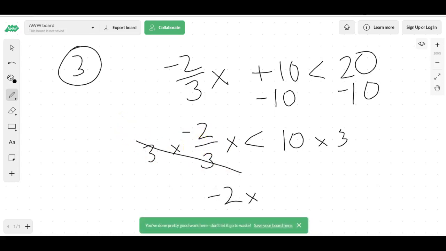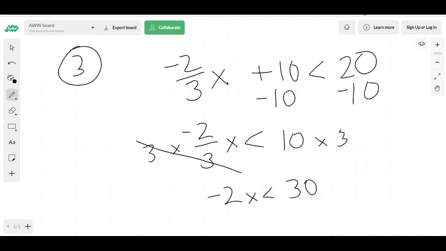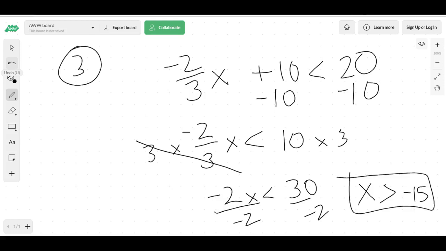Going to get negative 2x is less than 30. And then from there I'm going to divide by negative 2. I'm going to get x is less than, since I divided by a negative, I have to flip my sign. So I'm going to get x is greater than negative 15. And that will be my final answer. Let's try the next problem.